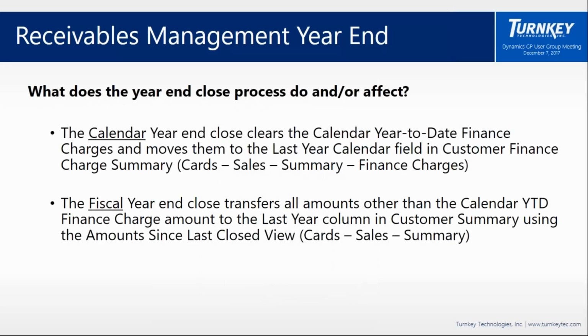Okay, so what exactly does it do then? So the fiscal, the calendar, let's talk about the calendar first. All the calendar year-end does is close your year-to-date finance charges and move them to last year. Again, we talked about the buckets where you've got your current year, last year, and then life to date. So it's going to take those current year charges, move them into last year, and wipe it out so you can start fresh with the new year.